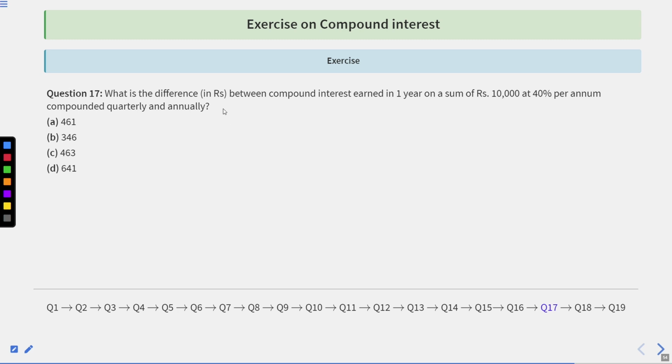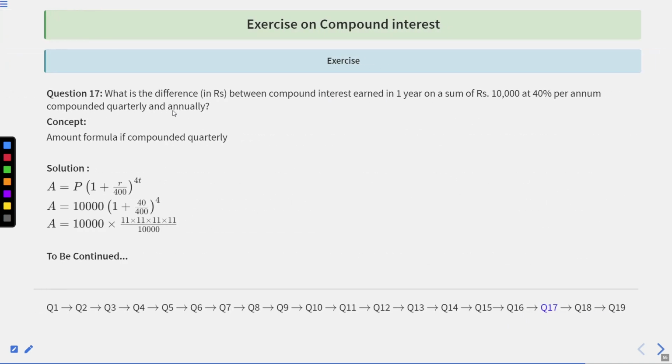Question number 17. What is the difference in rupees between compound interest earned in 1 year on a sum of rupees 10,000 at 40% per annum compounded quarterly and annually? Solution: A is equal to P into (1 plus R upon 400) to the power 4. The formula is changed because the interest is compounded quarterly. So A is equal to 10,000 into (1 plus 40 upon 400) to the power 4.